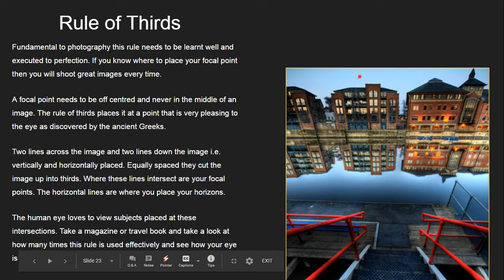The idea here is the rule of thirds. Fundamental to photography, this rule needs to be learned well and executed to perfection. So, I mean, you guys have a tough challenge ahead. Think on your phone. I think there's a chance that your phone has something called grid. You'd have to look under options. It'll actually apply a grid rule of thirds to your picture camera frame, and you'll be able to actually separate the photo.